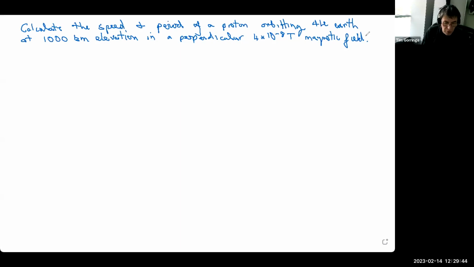So I'm going to start this problem by sketching out the magnetic field, sketching out the circular orbit, and annotating the sketch with the information I know, which is things like the magnetic field and the radius of the circle of the orbiting proton. And then we'll go on to address the questions of the velocity and period.